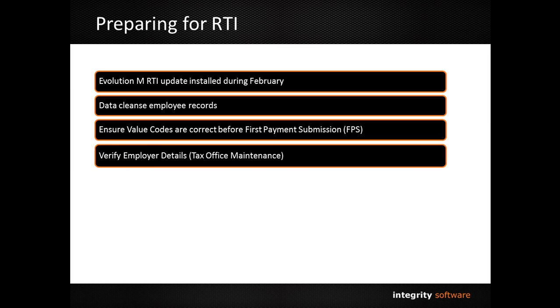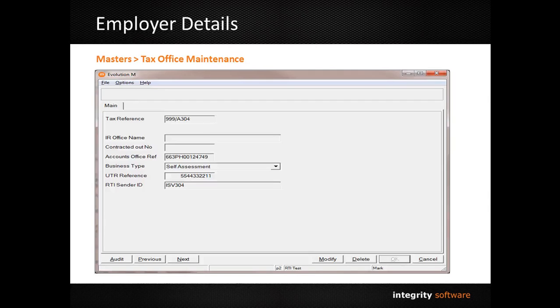In addition to the employee details, you'd also probably want to take note of the employer information that is going to be required, because that will be sent with each of your submissions under the RTI scheme. What we've done here is we've brought together these key fields of information into one area. So inside the payroll masters tax office maintenance, you'll see we've extended this screen to include largely the fields which are available elsewhere, but making sense to put them all in a particularly central place. So the accounts office reference and the UTR reference have been moved onto this screen so that they can be validated at this point.